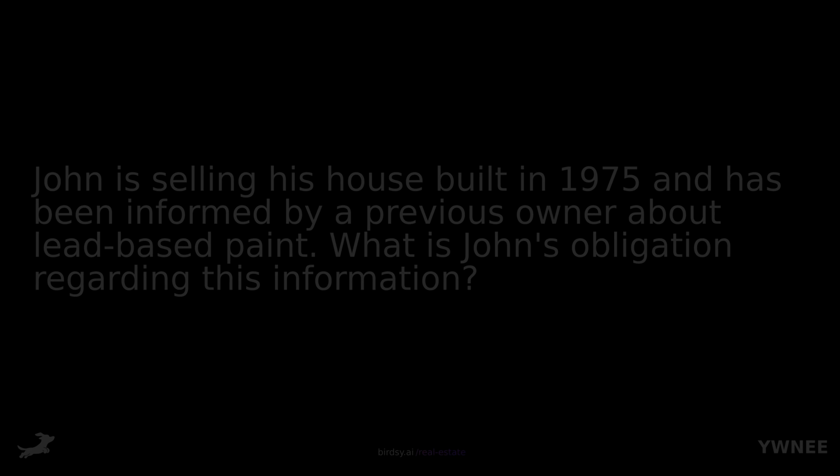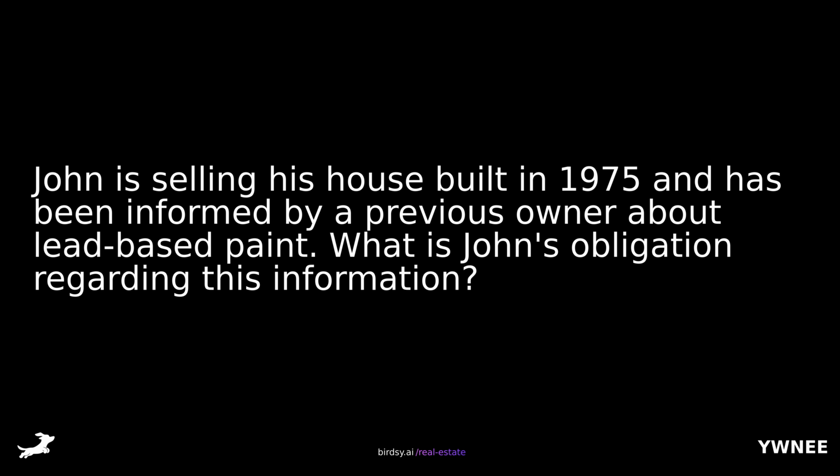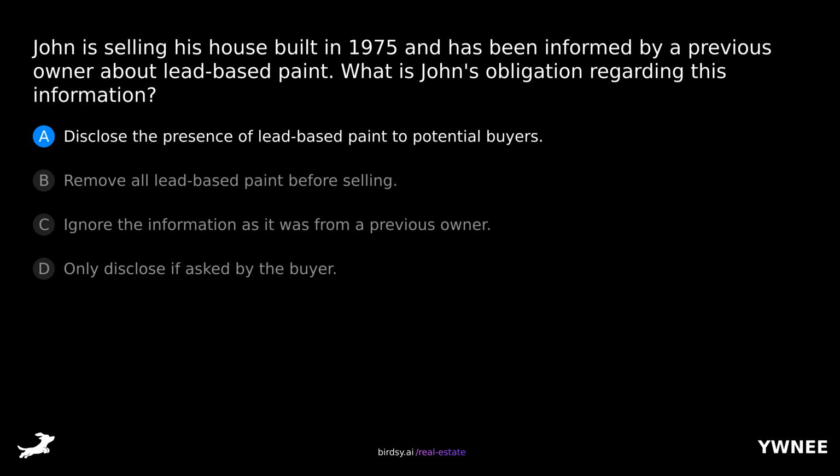John is selling his house built in 1975 and has been informed by a previous owner about lead-based paint. What is John's obligation regarding this information? Is it A, disclose the presence of lead-based paint to potential buyers, B, remove all lead-based paint before selling, C, ignore the information as it was from a previous owner, or D, only disclose if asked by the buyer?